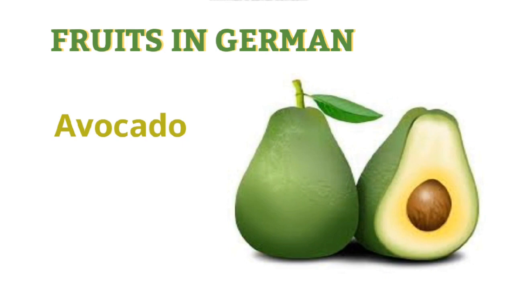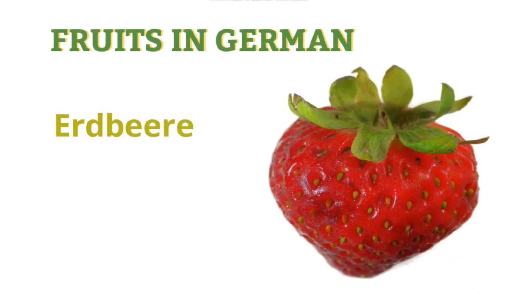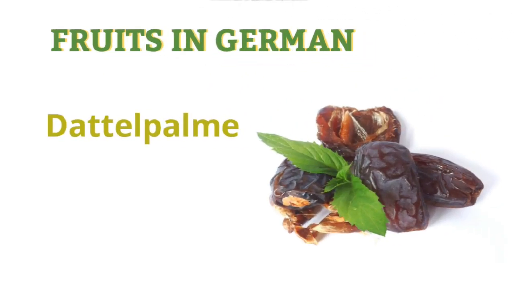Next fruit is Erdbeere. Erdbeere, which means strawberry in English. Our next and the last fruit is Dattelpalme. Dattelpalme, which means date palm in English. Now let's review all those fruits that we have just learned.